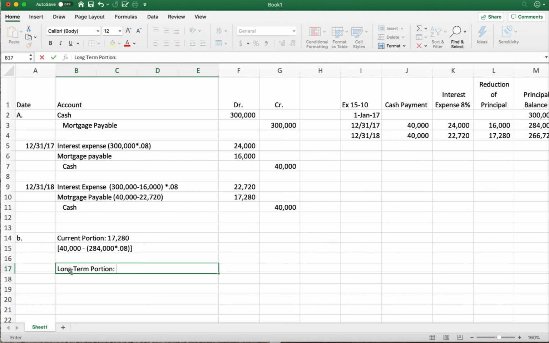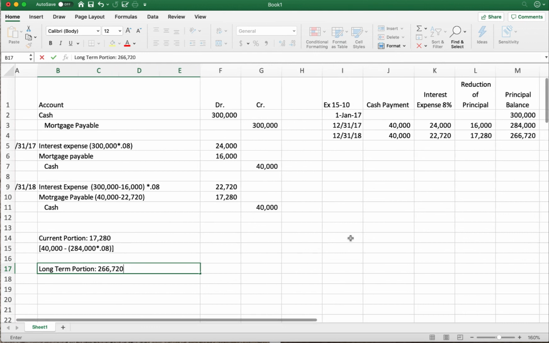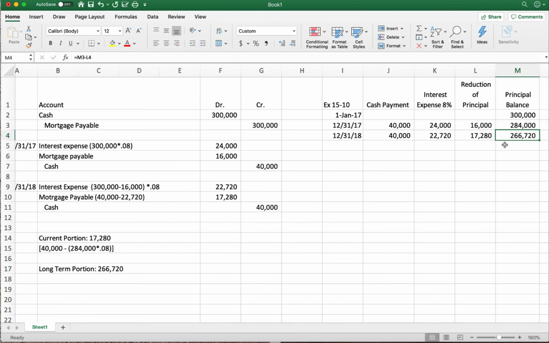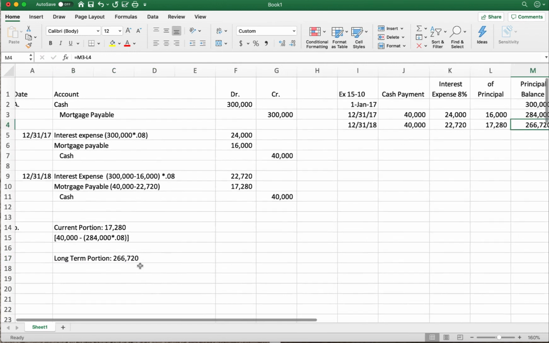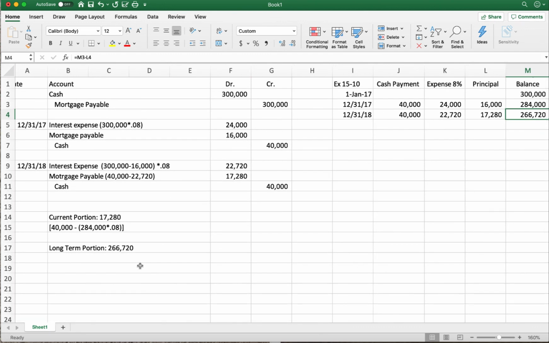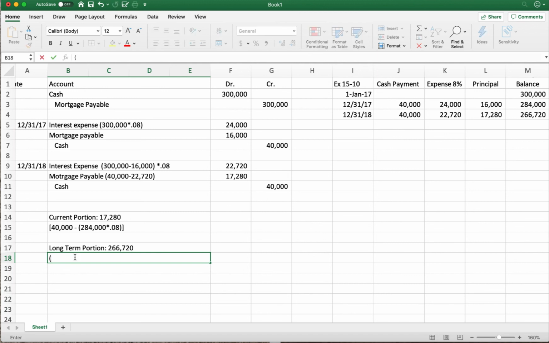Now, the long-term portion is going to end up being the $266,720. How did I get that? Well, I did my chart. I already went through each of my calculations. But if I just want to calculate it without doing the chart, can I do that? Of course I can. I need to take my beginning balance, $300,000. That's how much I originally borrowed. Then in 2017, I made a payment of 40 grand. 16,000 of that went to the principal, so I need to subtract that out.